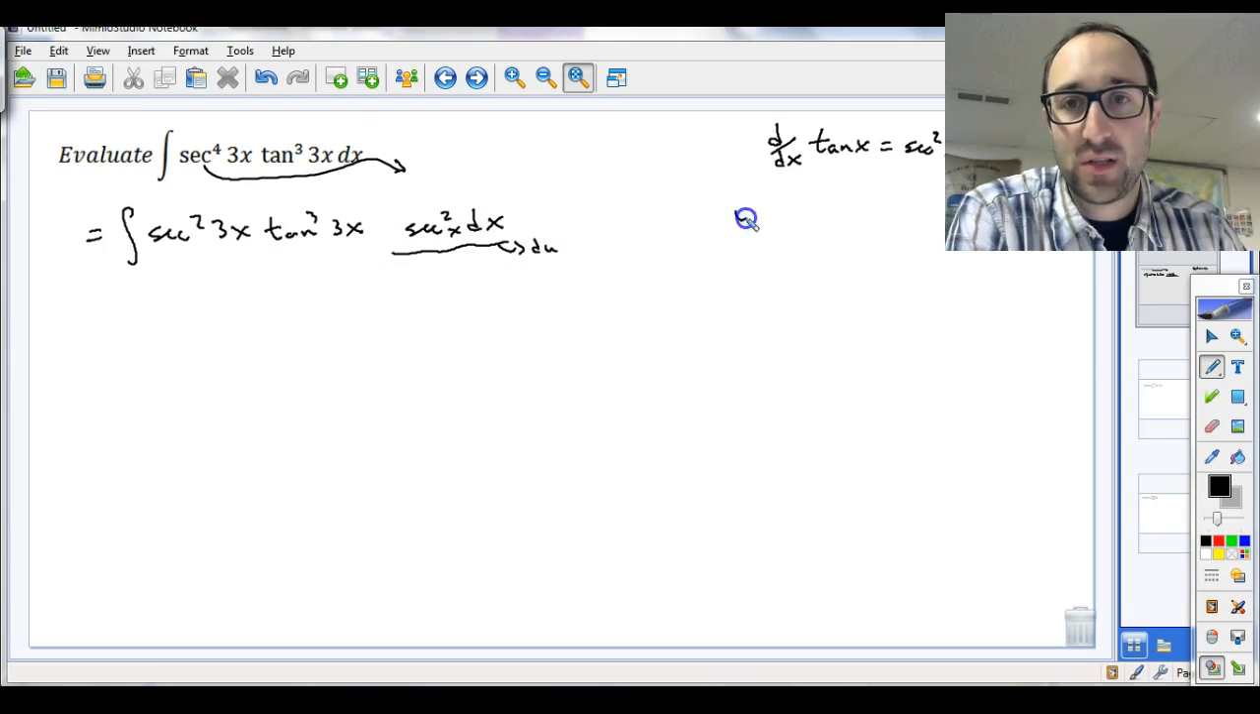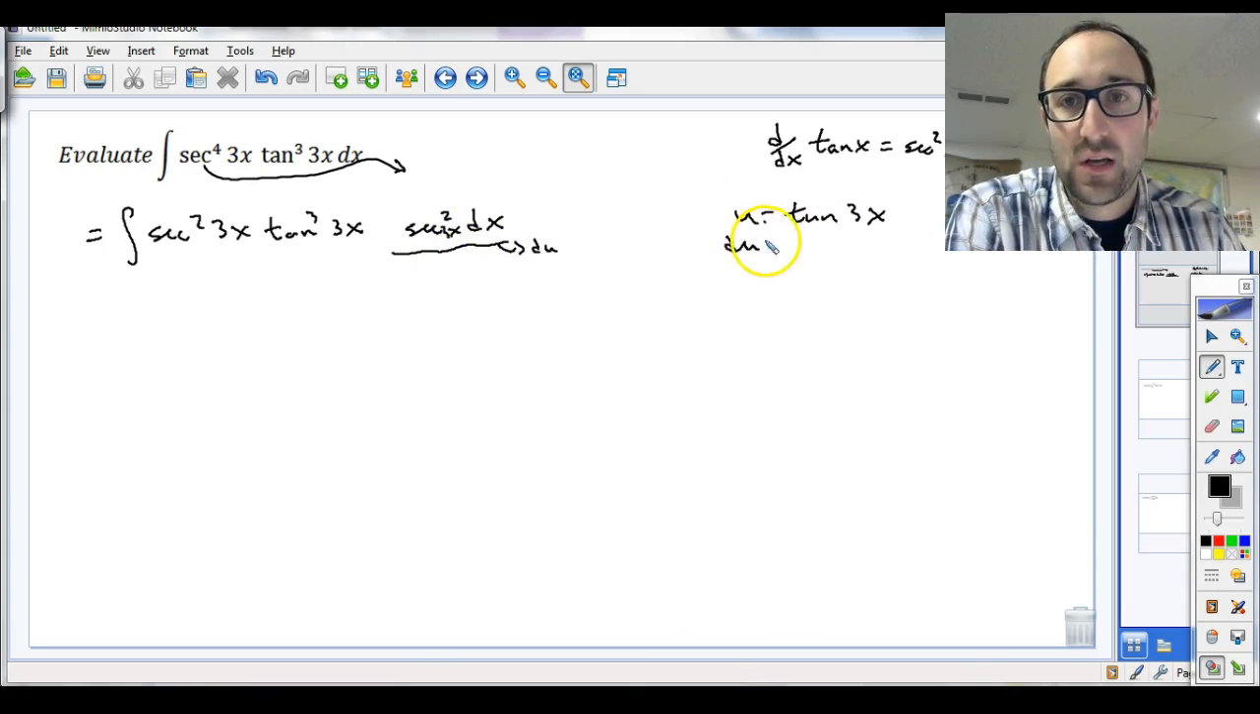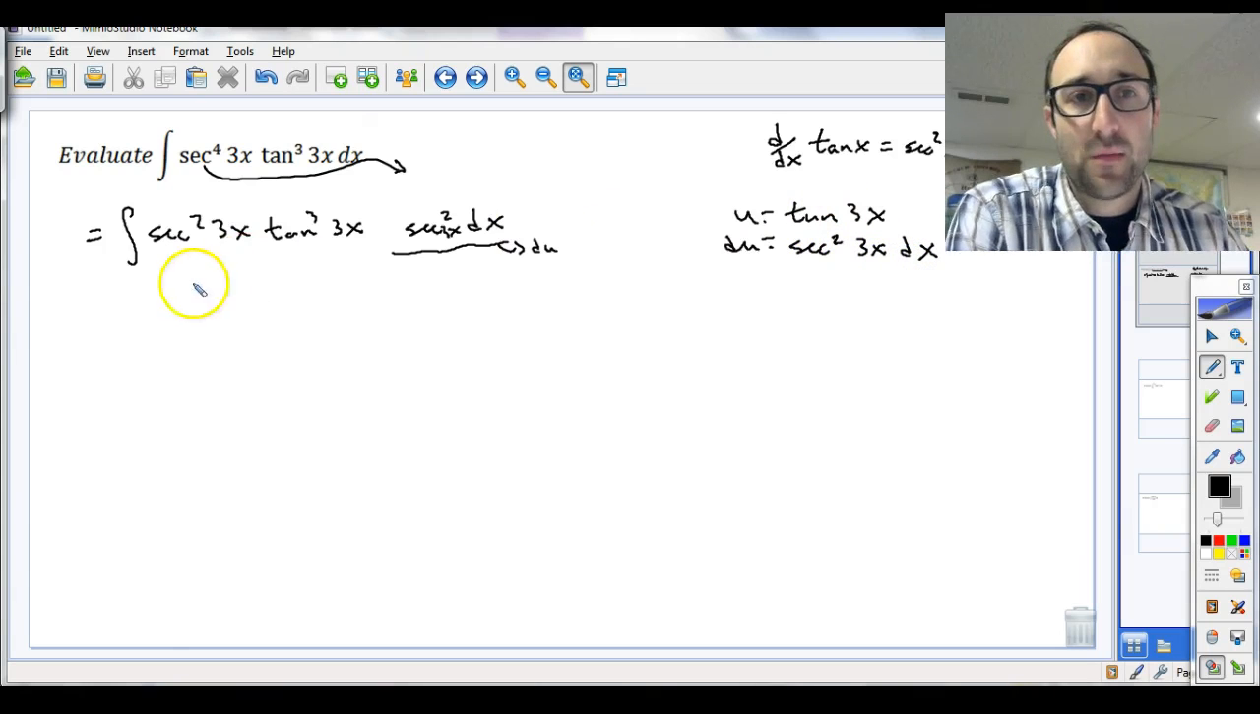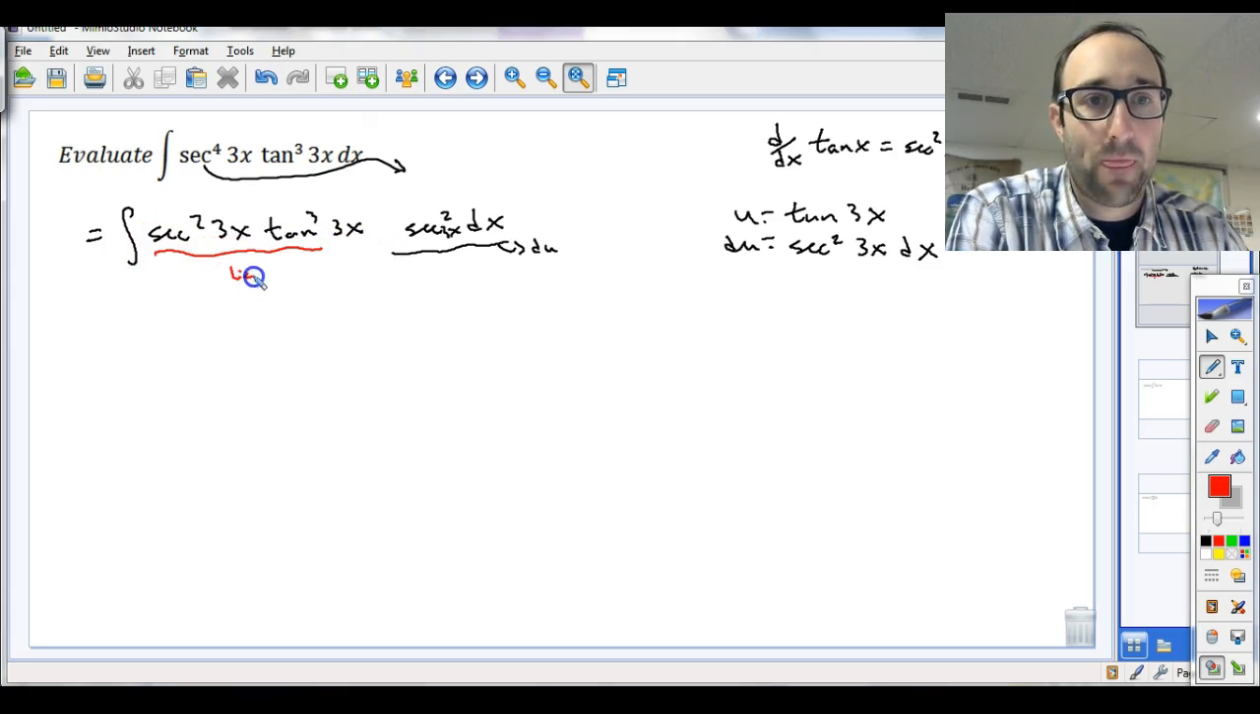So u is probably going to be tangent of 3x, and then du is going to be secant squared 3x dx. Sorry, I wrote that wrong at first. That means I have to get everything in this part in terms of tangent. Let's change to a different color here.